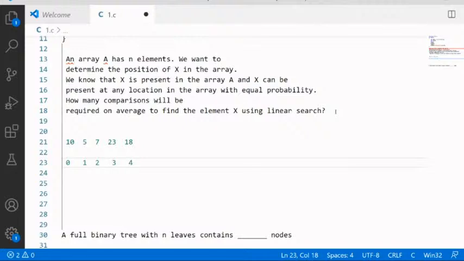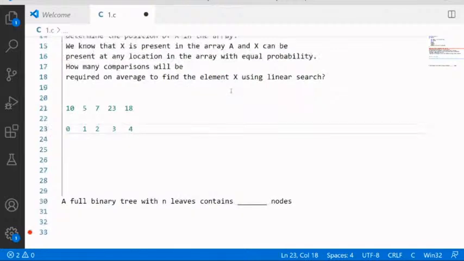How many comparisons will be required on average? So totally, how many comparisons will be required on average to find the element X using linear search? Linear search is an algorithm which everybody could have already known. What is linear search actually?